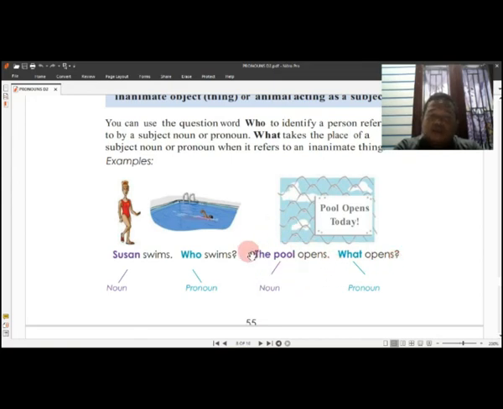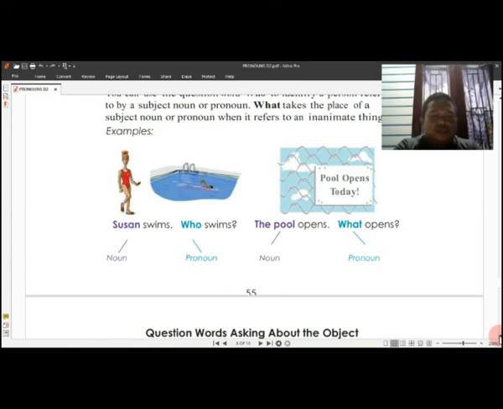The pool doesn't have gender of masculine or feminine. It stands for neuter gender. Okay, so that's the only difference. So simple. Okay.